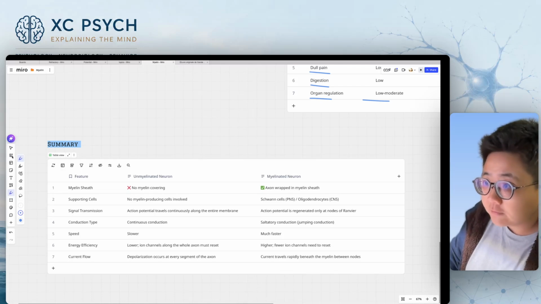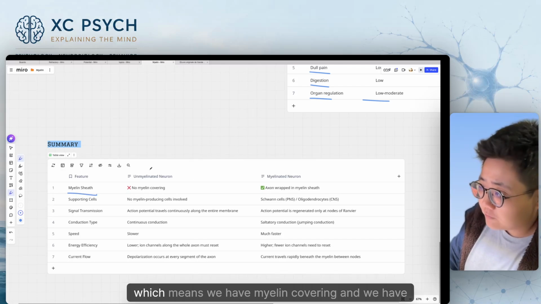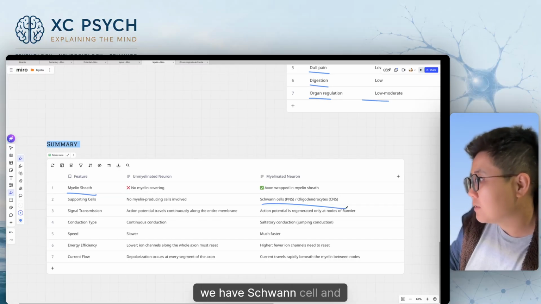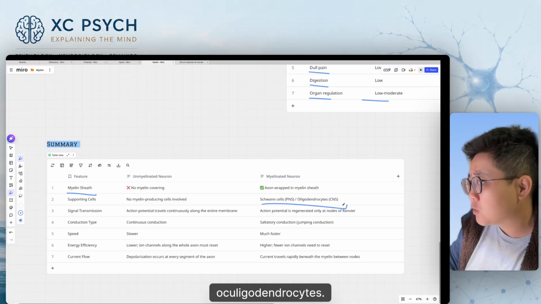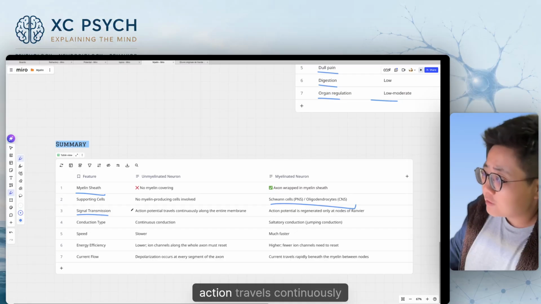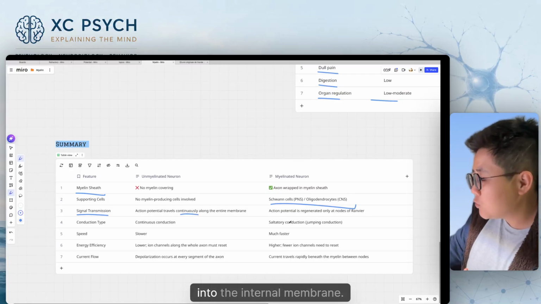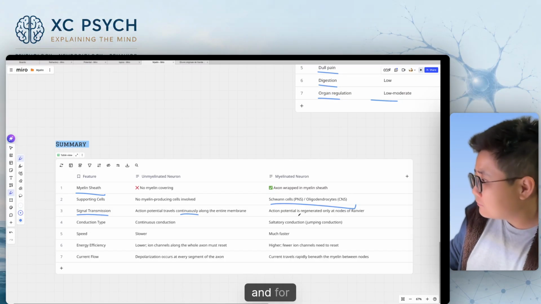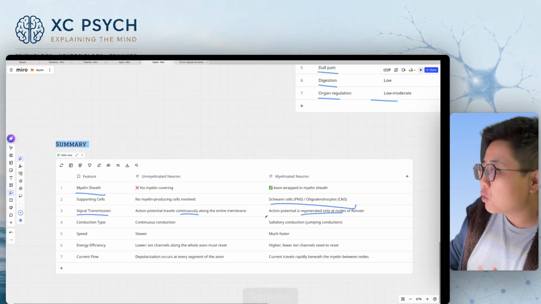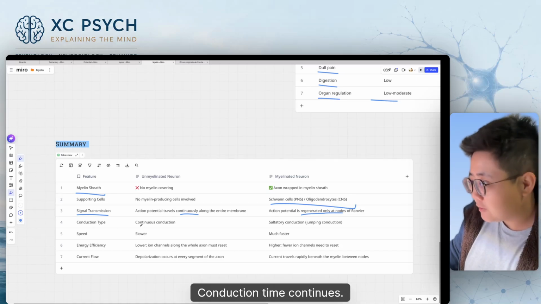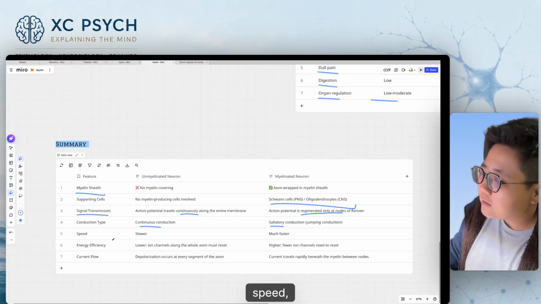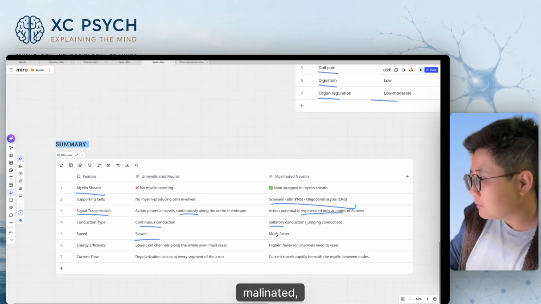We have our myelin sheaths, which means we have myelin covering, and we have supporting cells: Schwann cells and oligodendrocytes. For signal transmission, the action potential travels continuously along the entire membrane for the unmyelinated neuron, and for the myelinated neuron it regenerates only at the nodes of Ranvier. Conduction type: continuous and saltatory. Remember, it has nothing to do with salt, it's more to do with the jump. Speed: unmyelinated slower, myelinated much faster.